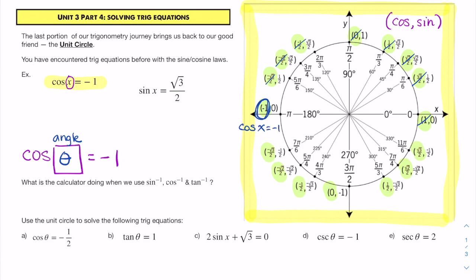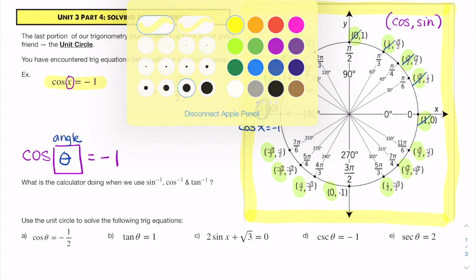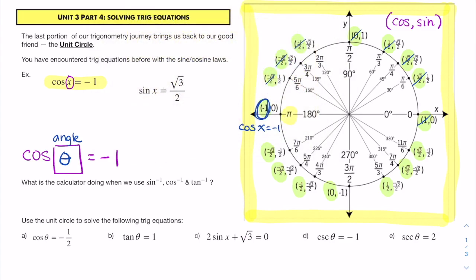So the question is, what angle is that happening at? And if you look at the circle, you will see that that is happening at pi. So the answer to this question would be x equals pi, which is exactly what would happen. You might remember that we used to do this with the calculator. So if you did this cosine inverse, you would end up with pi as your answer. Okay, so that would be the answer to the first one.